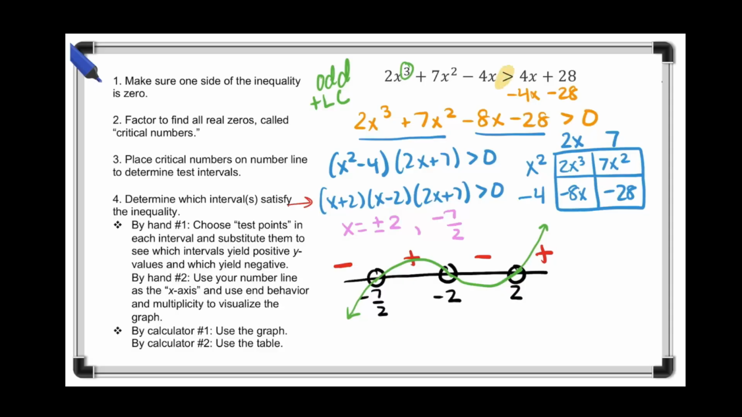Now you have to look at your inequality symbol, which is a greater than, right? Greater than 0. So we're looking for positive. So positive here in this interval, positive here. So this first interval is -7/2, comma -2. And then you have a U, or union. You've got 2, and then pointing towards positive infinity.